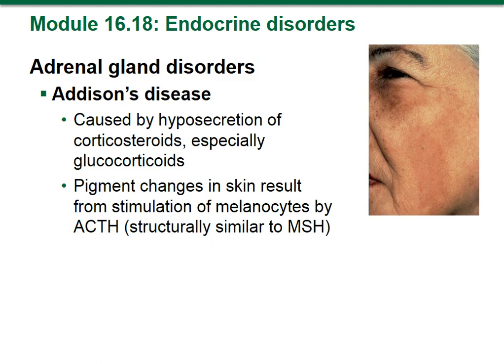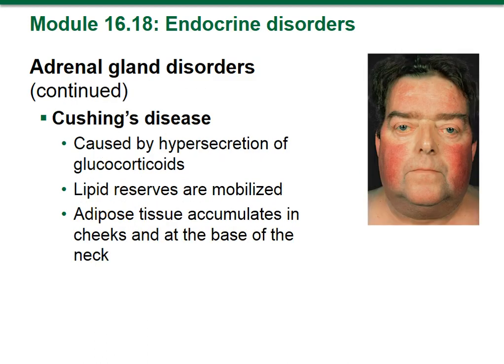And Addison's disease, caused by hyposecretion of corticosteroids like glucocorticoids. And you have pigment changes in the skin, because of stimulation of melanocytes by ACTH, because it is similar to the melanocyte stimulating hormone. In Cushing's disease, you have hypersecretion of glucocorticoids. In this case, the lipid reserves are mobilized and the adipose tissue accumulates, especially in the cheeks and the base of the neck.